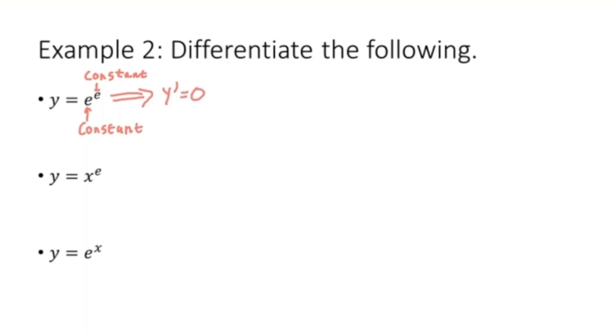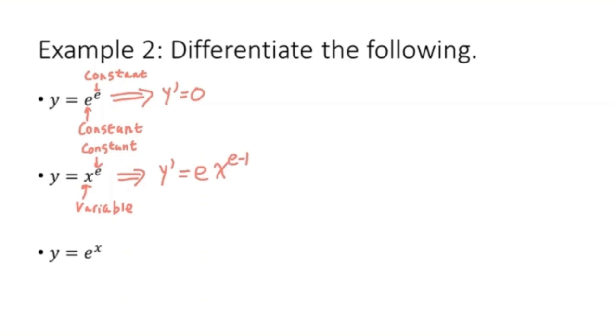However, in our next example, y equals x to the e. Here, our base contains a variable, while our exponent is constant. When our base is a variable or an expression, while our exponent is constant, that tells us we need to apply power rule. So our derivative, y prime, is equal to, now applying power rule, bring down the power of e times x raised to our power e minus 1.